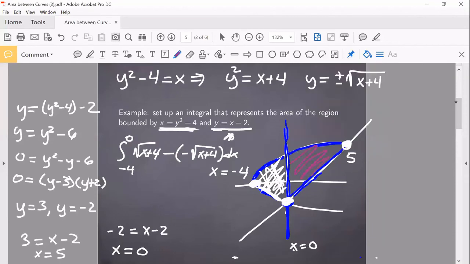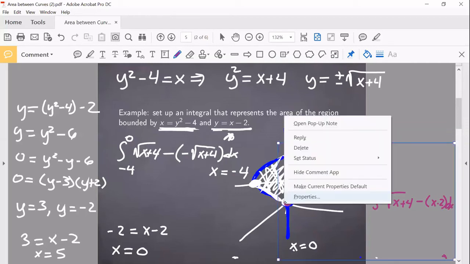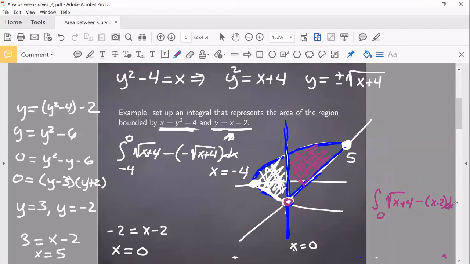For this region, I have the parabola minus the line. So my parabola, and it's the upper part of the parabola, is going to be positive √(x+4). And then I subtract the line, which is x minus 2. And here I'm starting at x equals 0 and ending over here, which is x equals 5. So adding those two integrals together will give me the full area in between these two curves.